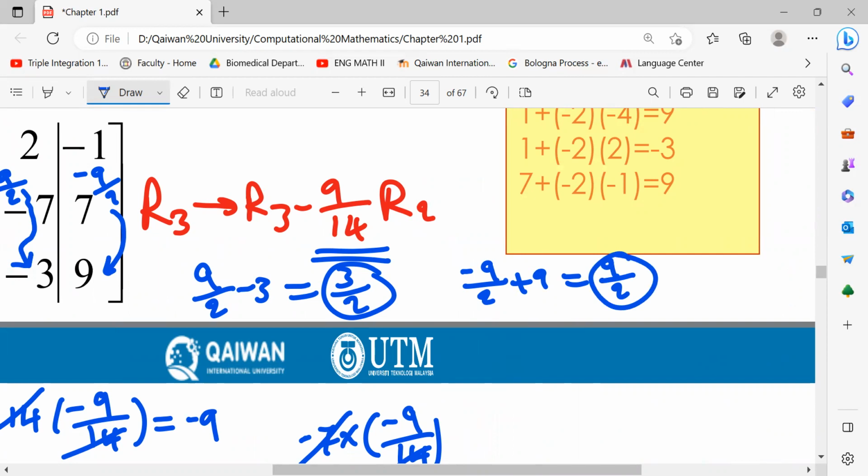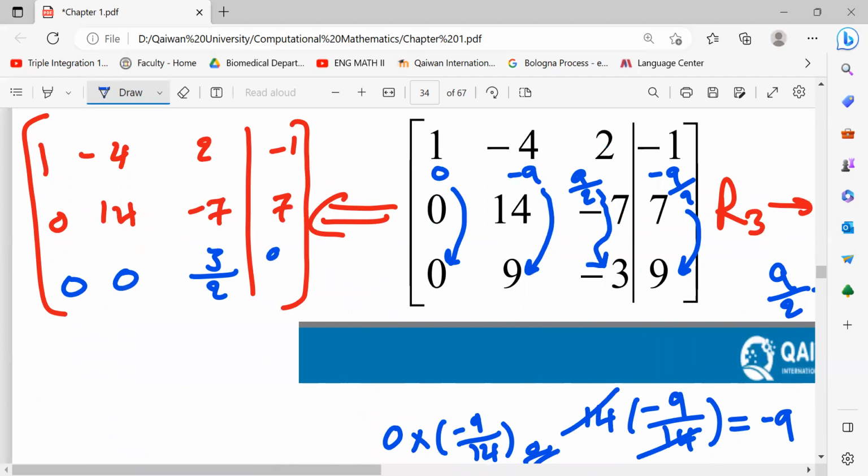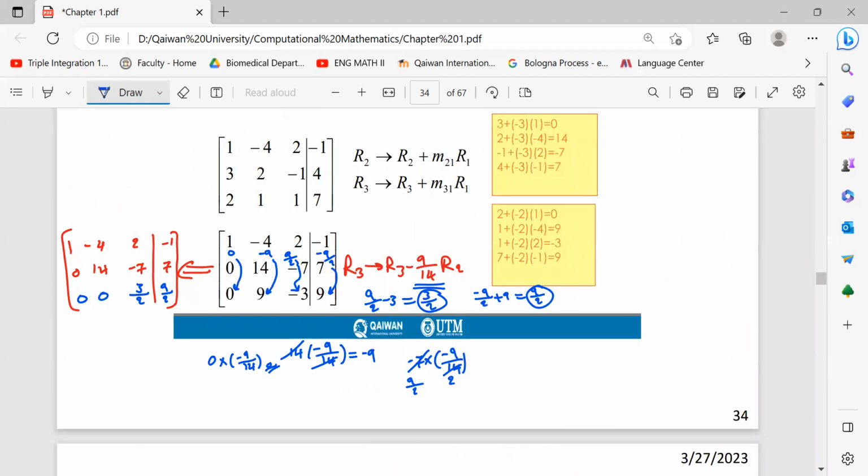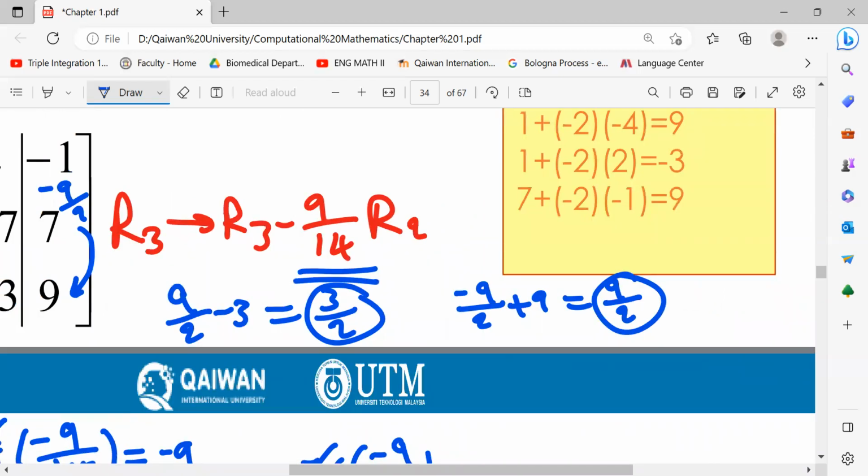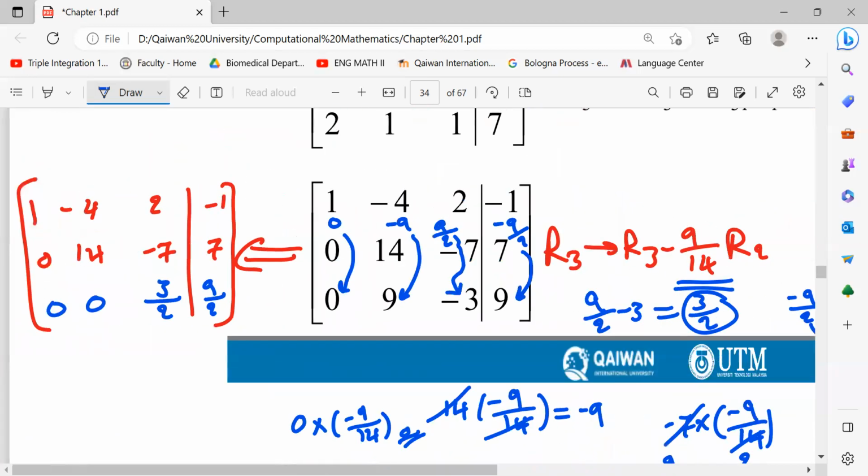Is it? It is 9/2. So the last entry is 9/2. And let's see what we get. It's minus 9/2 plus 9. It's 9/2. Look, the common denominator here is 2. 2 times 9 is 18. 18 minus 9 is 9/2. Look, we get this matrix.